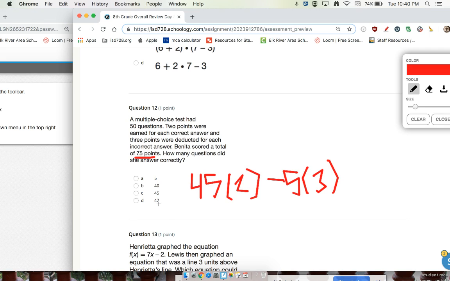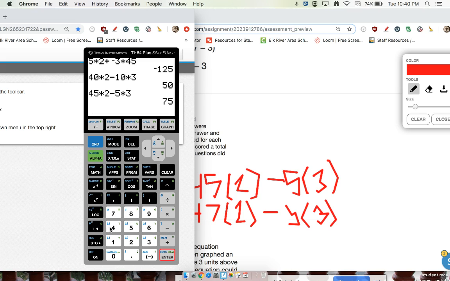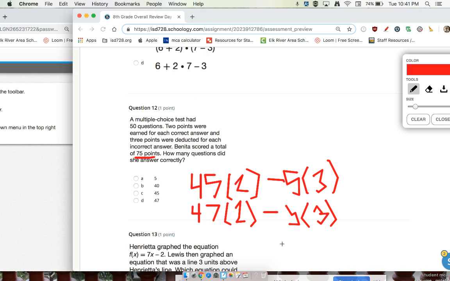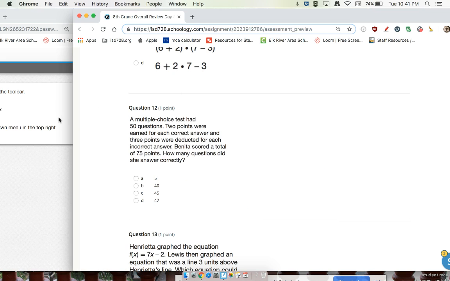So that's good. I'll just show you 47 quick. 47 times 2 for each right one. And if she got 47 right, then she got 3 wrong. So take away 3 wrong. That's a 3, times the 3 for each one she gets wrong. And so 47 times 2, take away, what did I say? That was a 3, even though it looks like a 5. 3 times 3, and that is 85, more than what she had. So yep, C is correct.